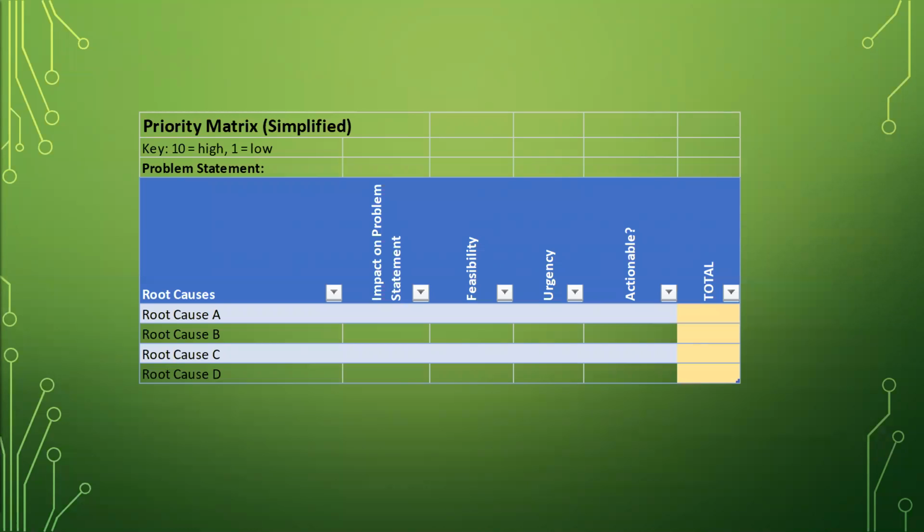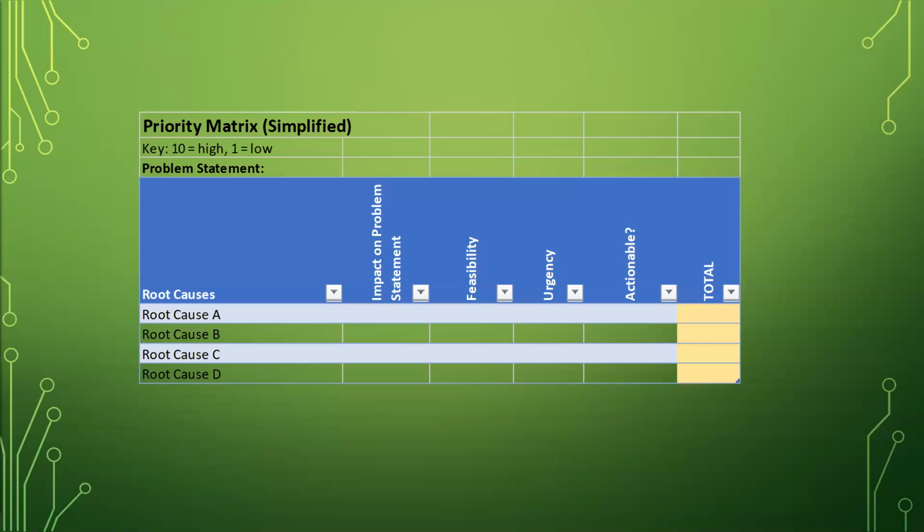So in this template, how you would go about completing it is you would look at each root cause and then look at each column. So for the impact on the problem statement, this goes back to what I mentioned before. If we were to solve this root cause, would it have a big impact on the problem statement that it's tied to? And then you rank it accordingly. Looking at the feasibility, this is if we were able to get everything together, if we were able to get the partners that we wanted, if we could get the resources that we wanted, would we be able to do something about this? How feasible would it be to act upon this root cause?